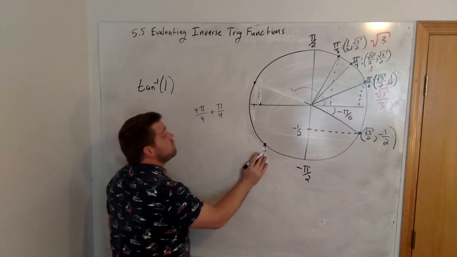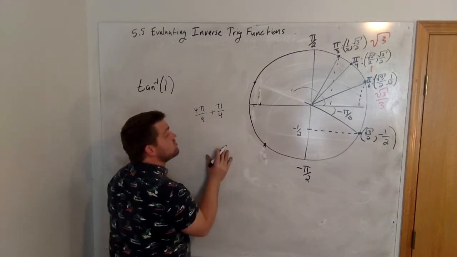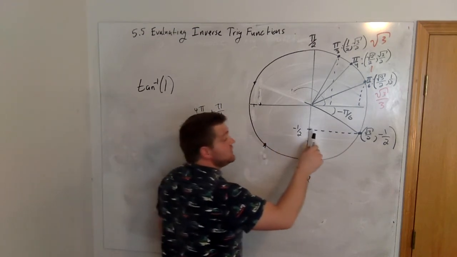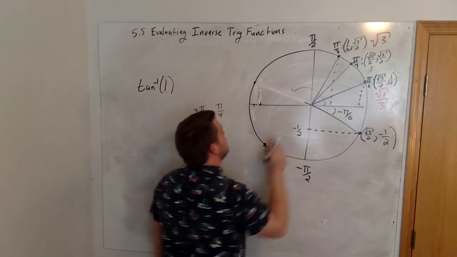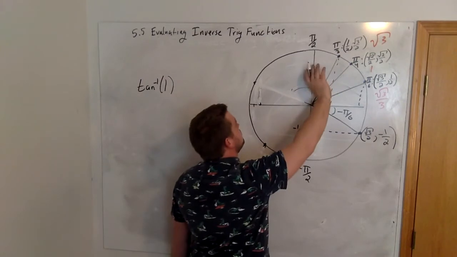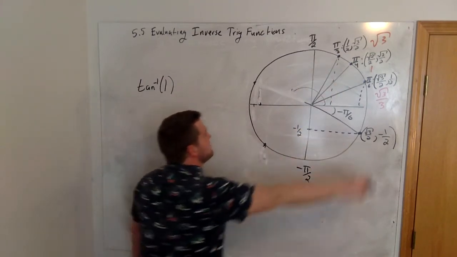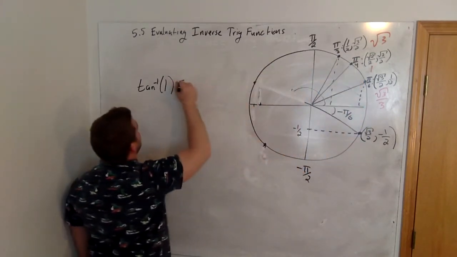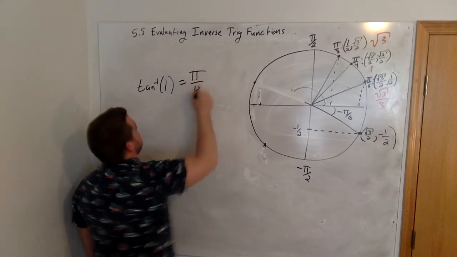But I only want an angle between negative pi over 2 and pi over 2. That's how tan inverse works. It only spits out angles between negative pi over 2 and pi over 2. So which one do we report? We report pi over 4. So this is the answer.